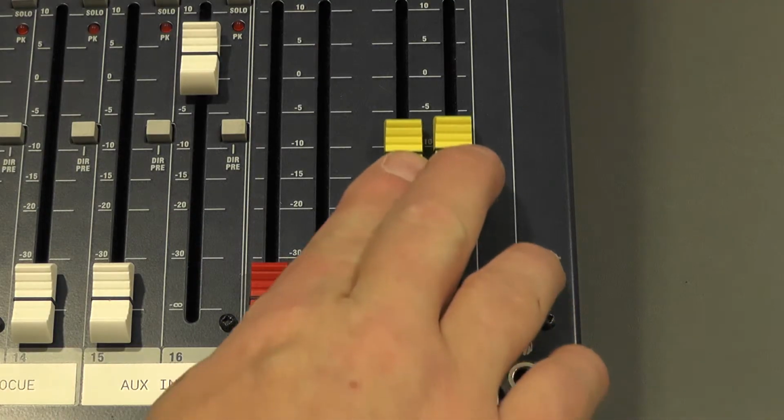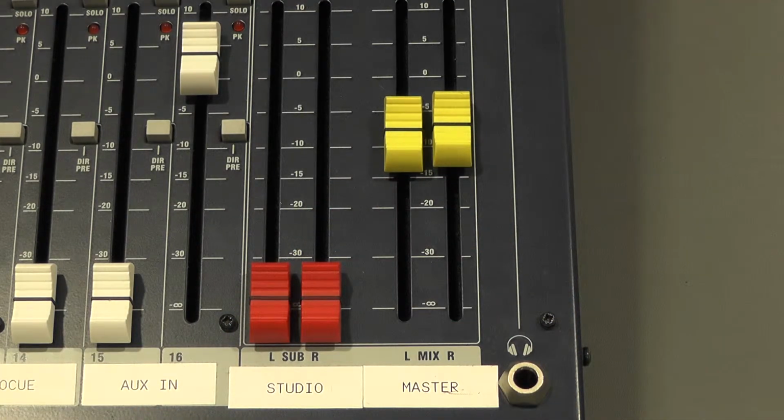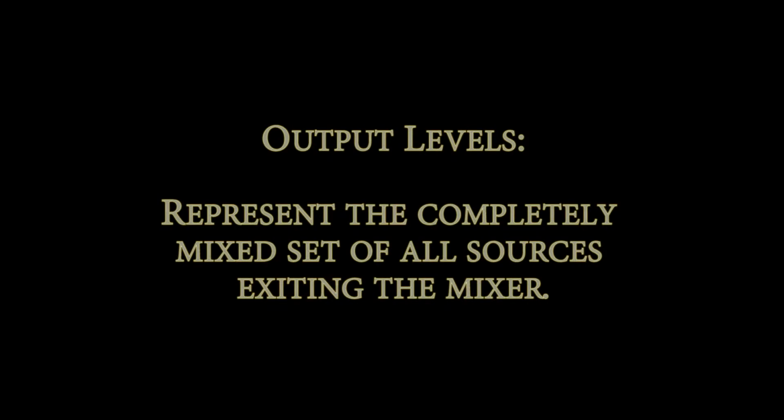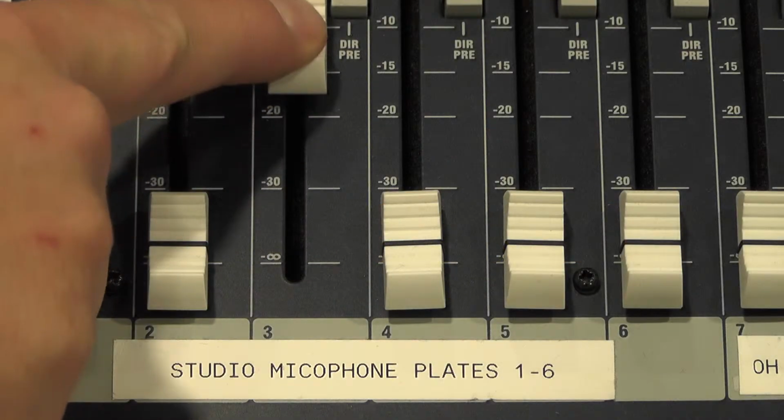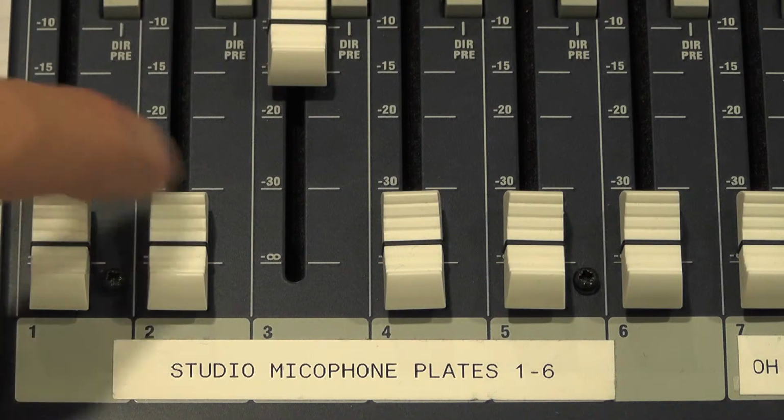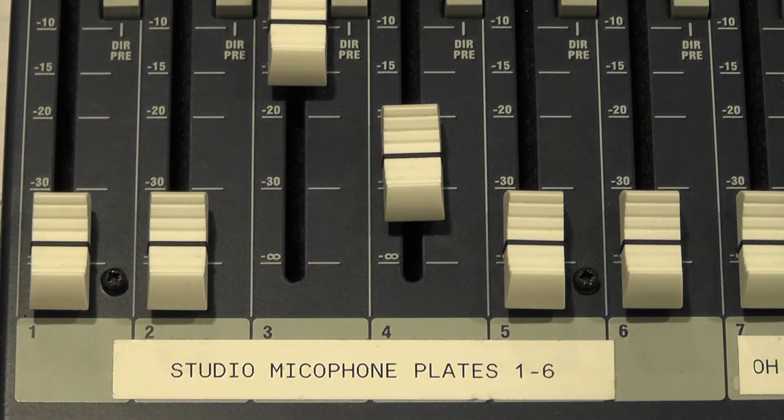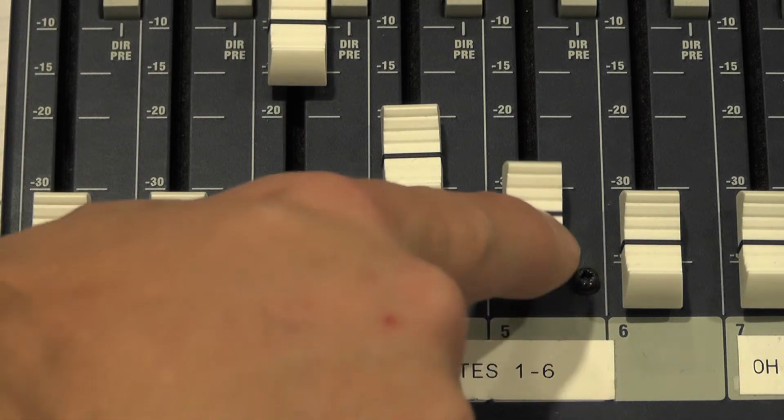Once you have set your input levels, you need to check your output levels. The output levels represent the completely mixed set of all sources that are being sent out of the mixer. If your output levels are set correctly, but you can't hear certain sources, you will need to adjust the input levels of the mixer.